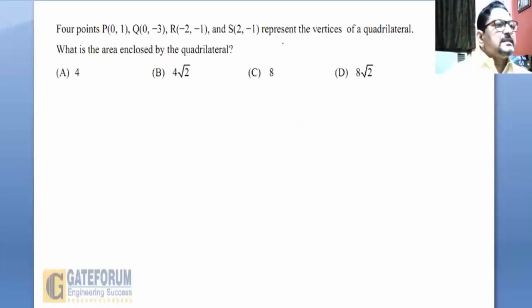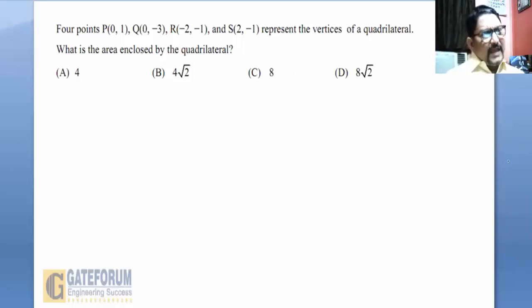This is based on coordinate geometry. 4 points P (0, 1), Q (0, -3), R (-2, -1), and S (2, -1) represent the vertices of a quadrilateral. So they have asked, what is the area enclosed by the quadrilateral?